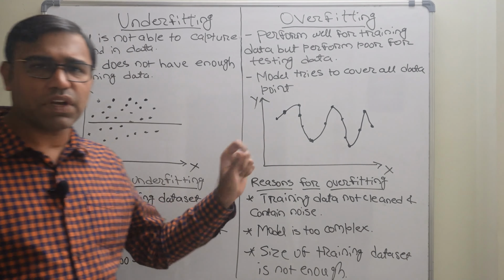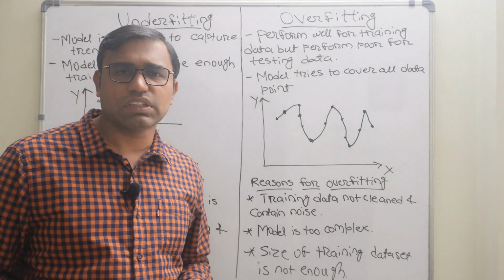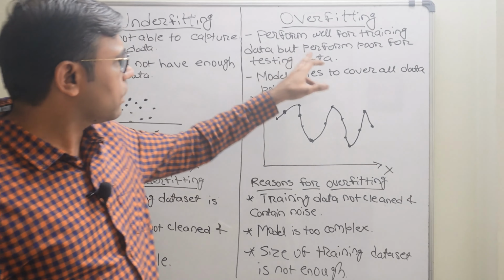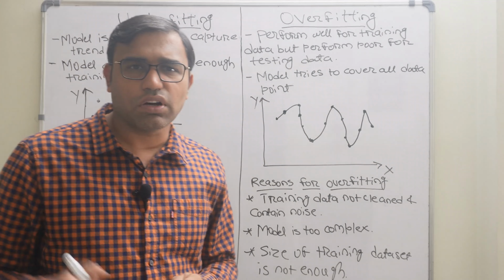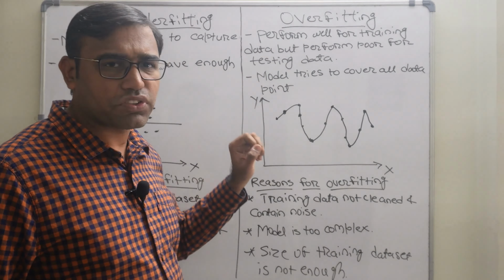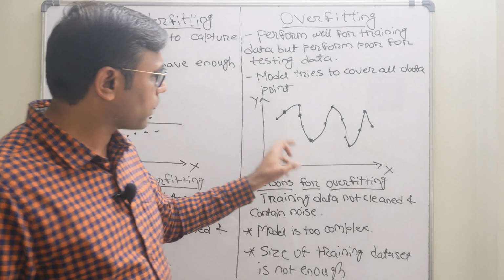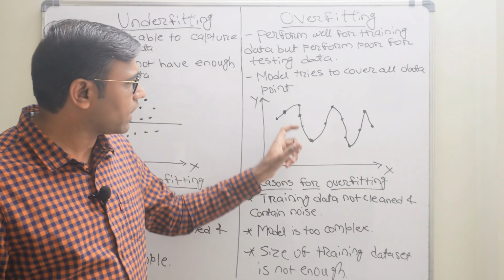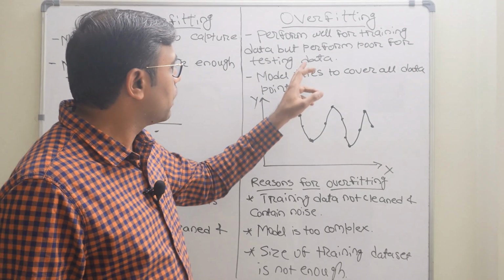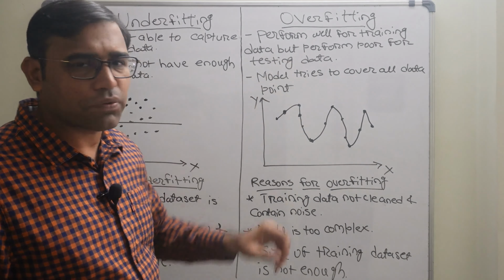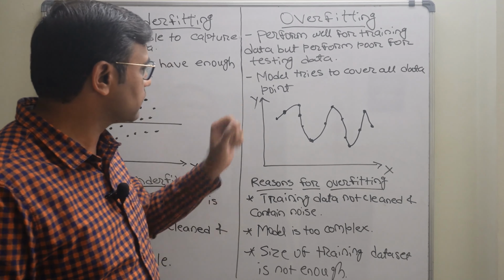Now the next problem that can occur in supervised machine learning is overfitting. So what is overfitting? When the model tries to capture all the data points, to cover all the data points, the problem is called overfitting. Here if you look at the diagram, the model is trying to capture all the data points, so that's why there is an overfitting problem. It performs well for training data, but performs poorly for testing data.